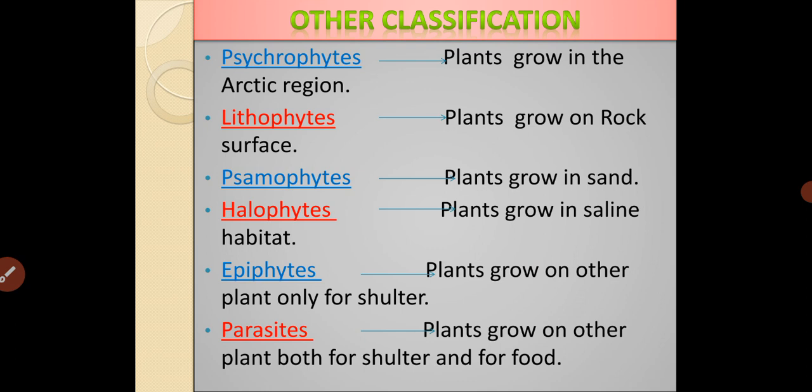Halophytes, plants which grow in saline habitat. Epiphytes, plants which grow on other plants only for shelter. Parasites, plants which grow on other plants both for shelter as well as for food.